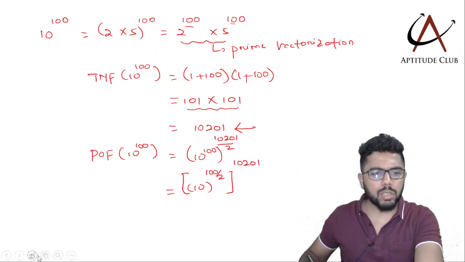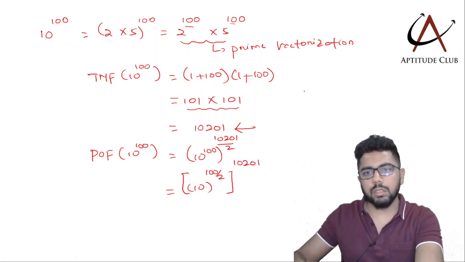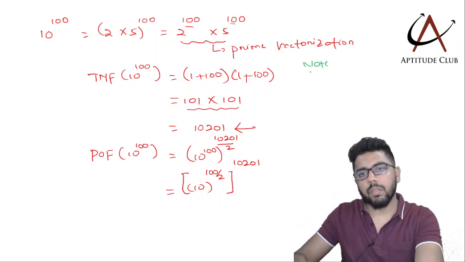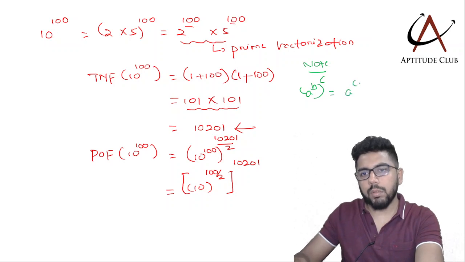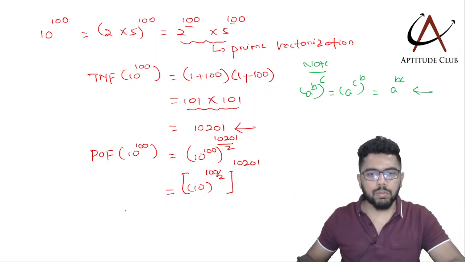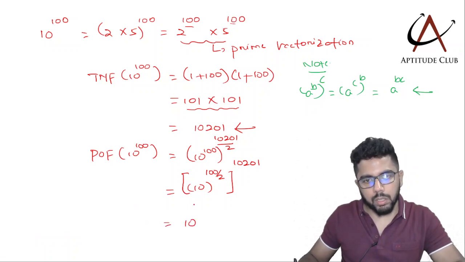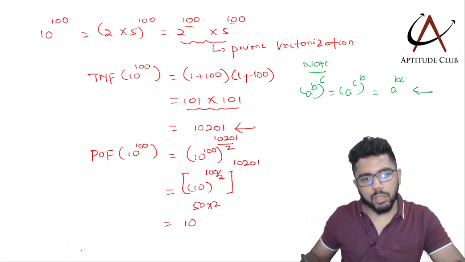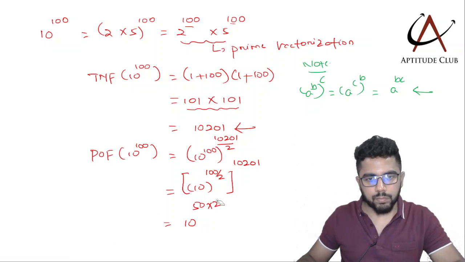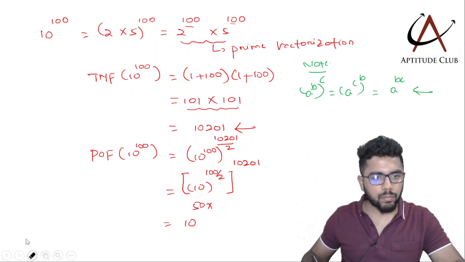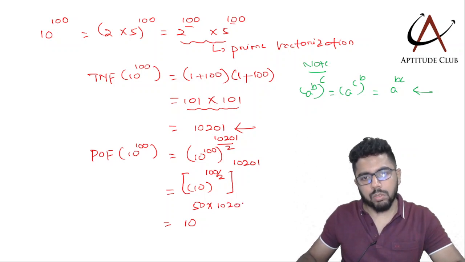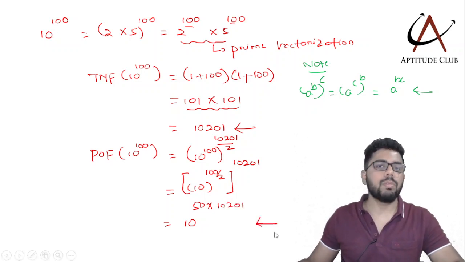10201, using a simple law of indices, that is a to the power b whole to the power c is the same as a to the power c whole to the power b, which is the same as a to the power b into c. The simple law of indices we used here. So now this can be written as 10 to the power 50 into 10201. This is the product of factors of n.